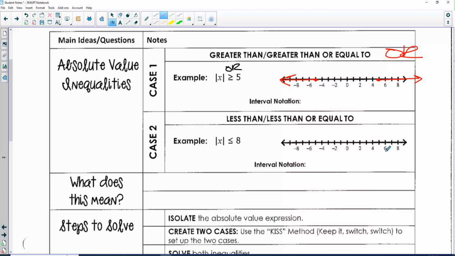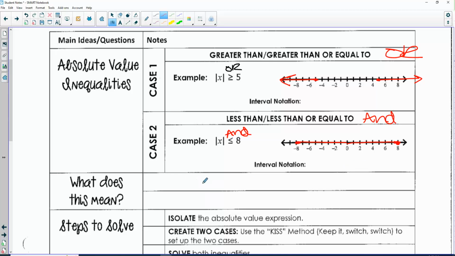If it is a less than, it is telling you your distance from 0 is, in this case, 8 or less. If that is the case, then we have to be within 8 units of 0. So I could be from 0 to 8 or from 0 to negative 8. So if it's a less than, that is an and.